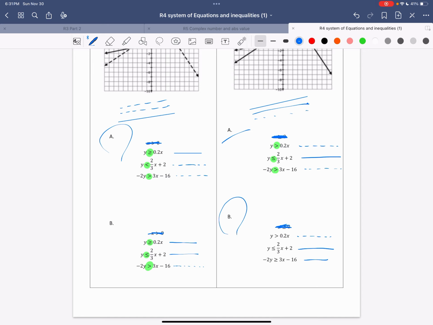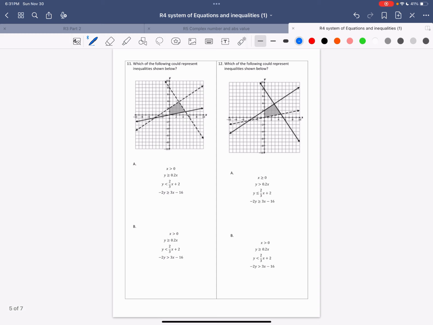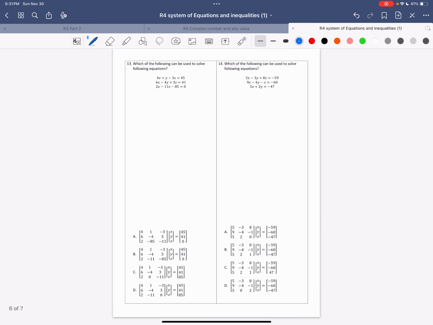Well, that's about it. You guys can pause the video and try questions number 11 and 12 by yourself. Okay? Now let's go over question number 13. This one is very easy. It says, which of the following can be used to solve the following equations? So this one is matrices. And the next question is matrices as well.